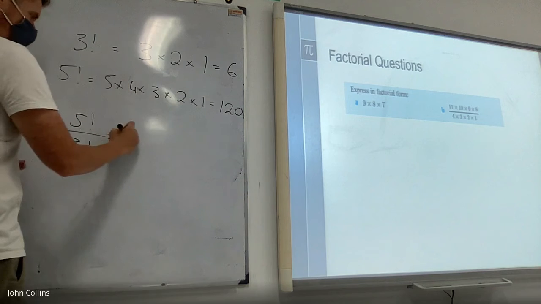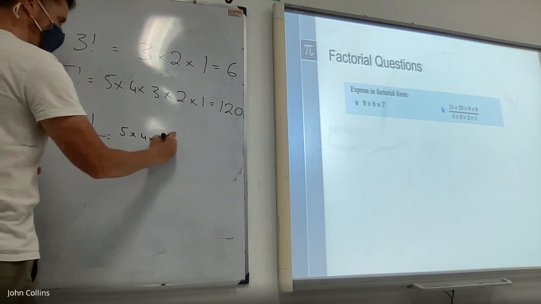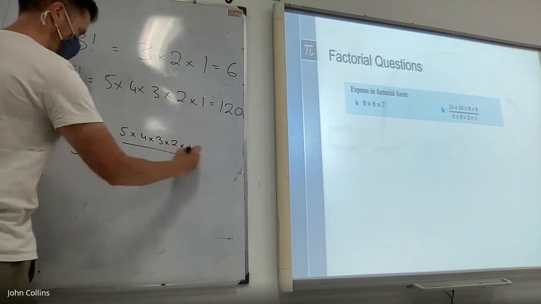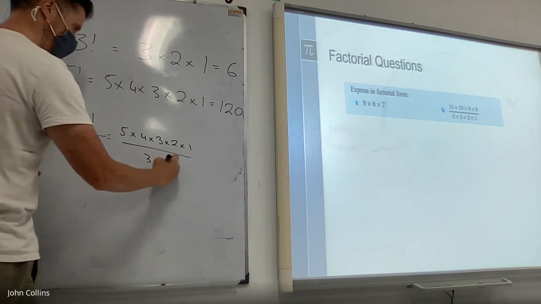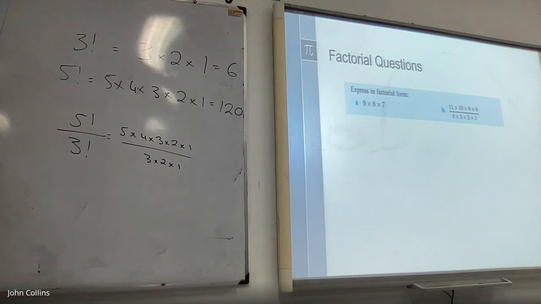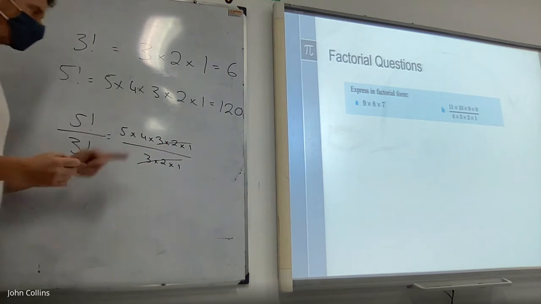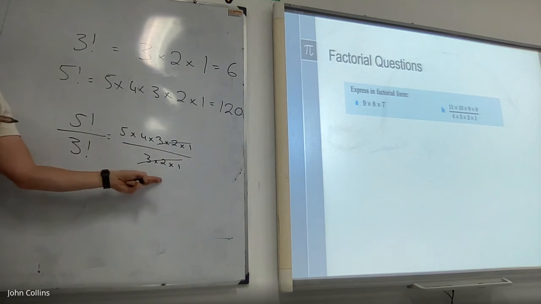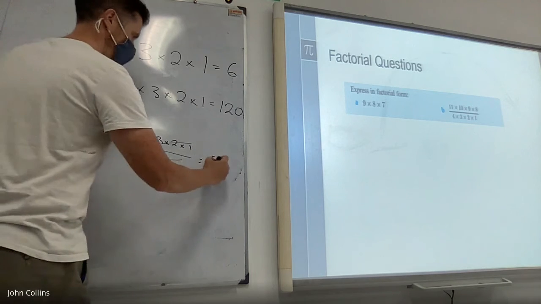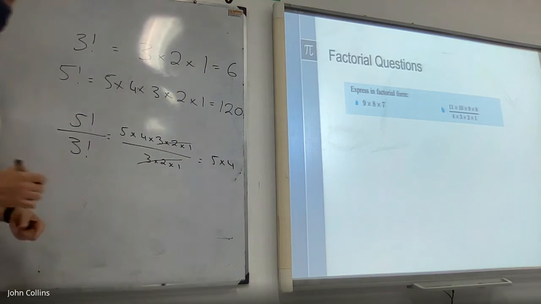5 factorial, we have it written up here. 5 times 4 times 3 times 2 times 1, all over 3 times 2 times 1. There's no point in multiplying by this and then dividing by the same thing, and we just end up with 5 times 4. So it takes off the tail end.